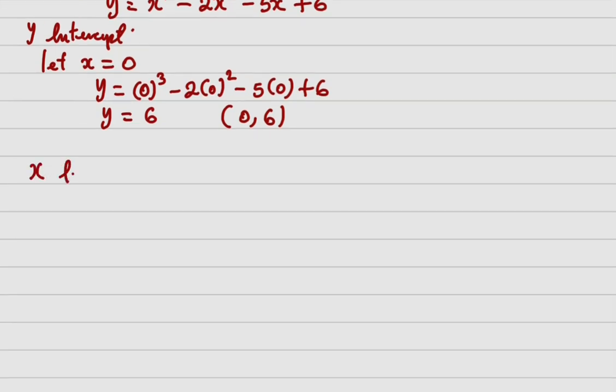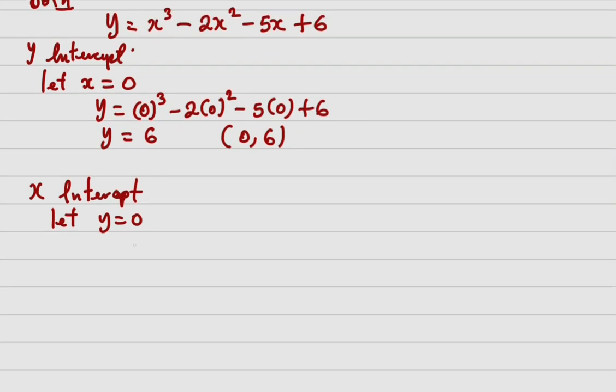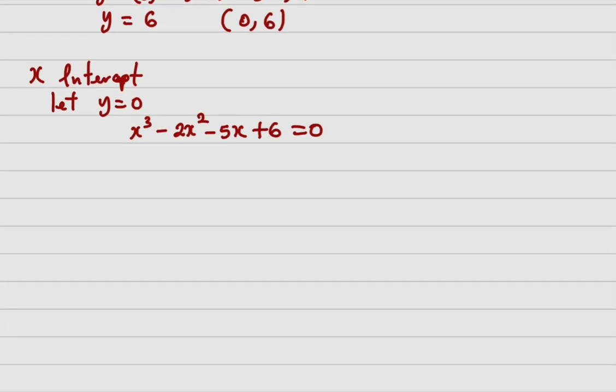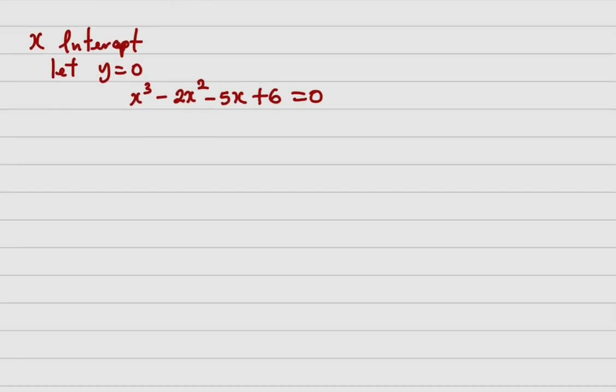Let's find our x-intercept. Okay. Now, we are going to let y be equal to 0. If y is equal to 0, then it means the equation x cubed minus 2x squared minus 5x plus 6 is equal to 0. Now, what we see here is a clear case of a polynomial.